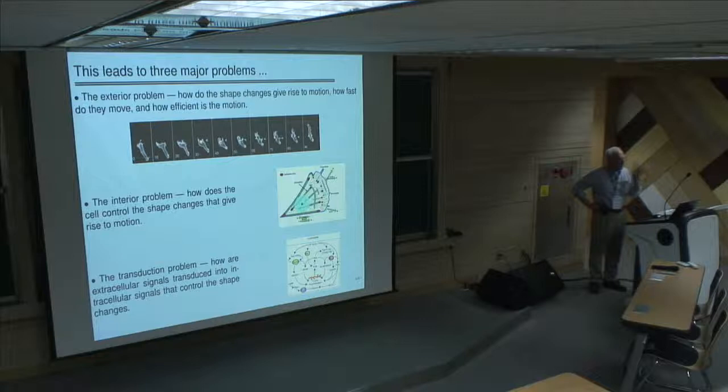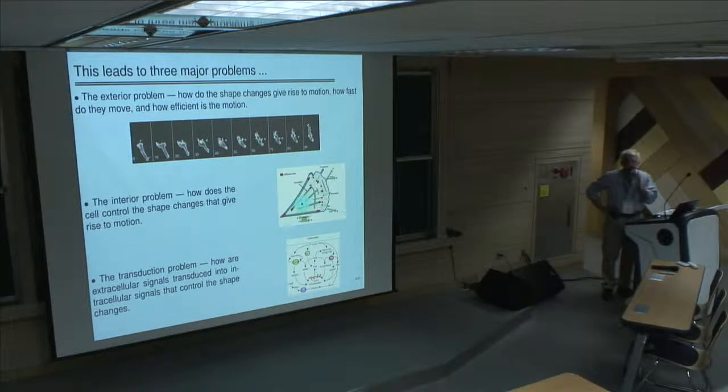The first one I'll call the exterior problem. How do the shape changes actually give rise to motion? And you saw in dictyostelium how dramatic those shape changes could be. You saw in the case of the neutrophil that it had to undergo significant changes in shape in order to track the bacterium. There's the interior problem.